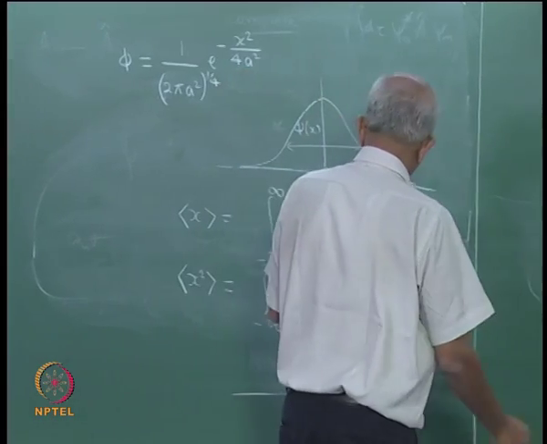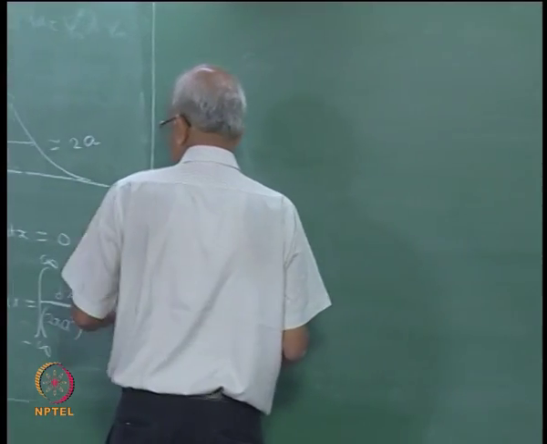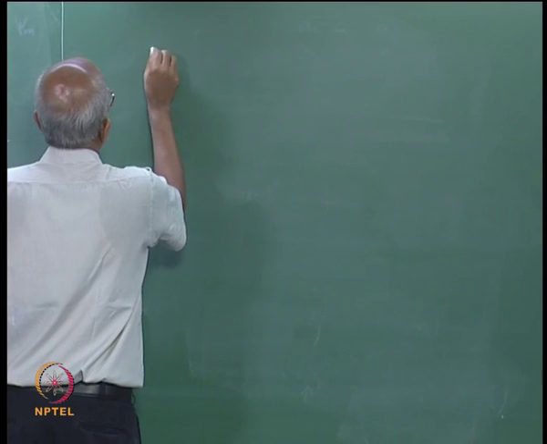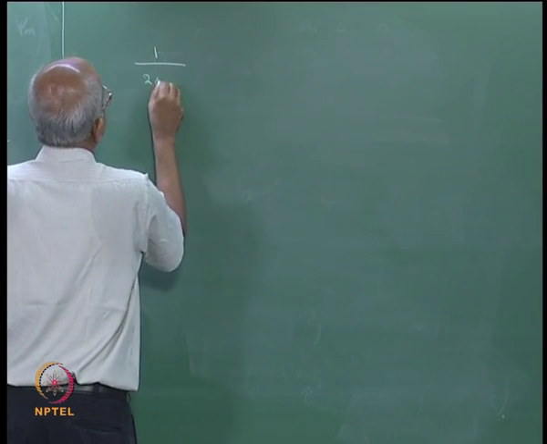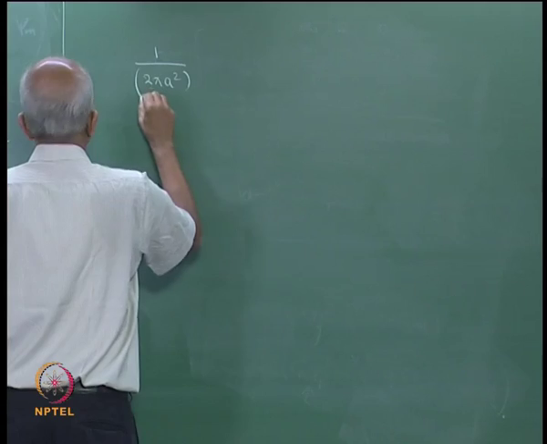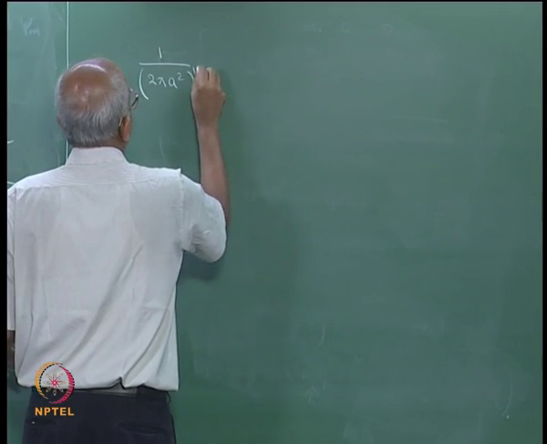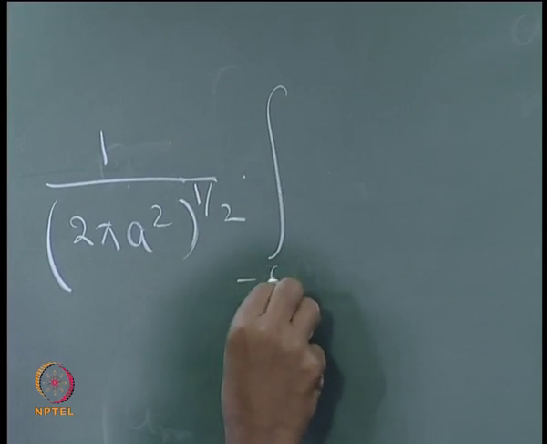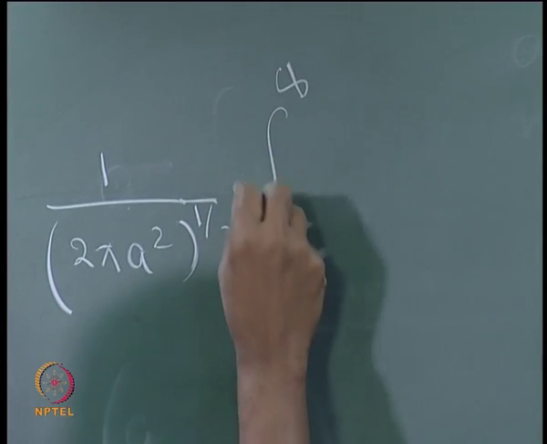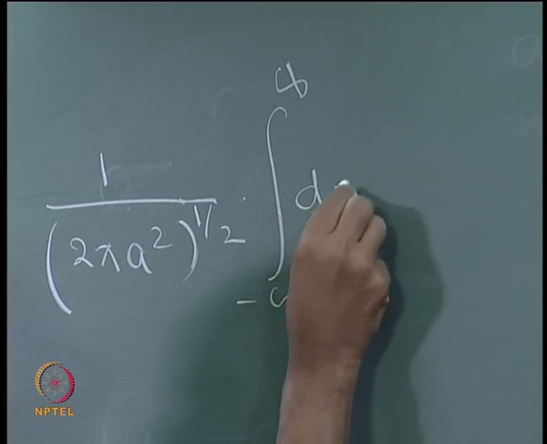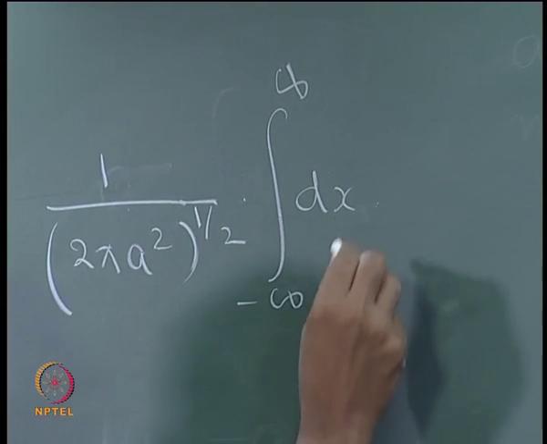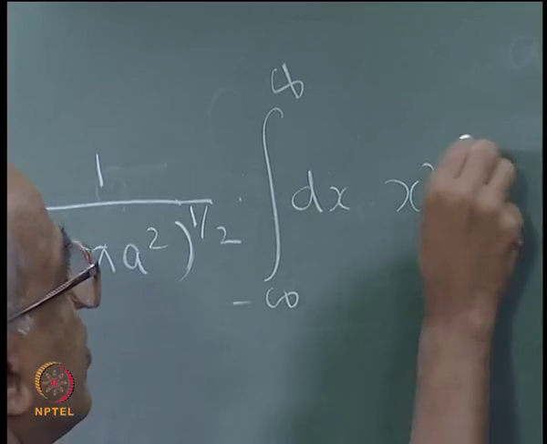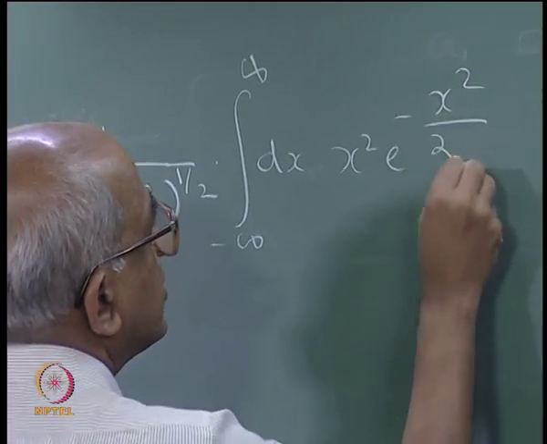So, this integral, it is necessary to evaluate it. Let me go ahead and evaluate it. I shall get 1 by 2 pi a square to the power of half, integral minus infinity to plus infinity dx x square e to the power of minus x square by 2 a square.